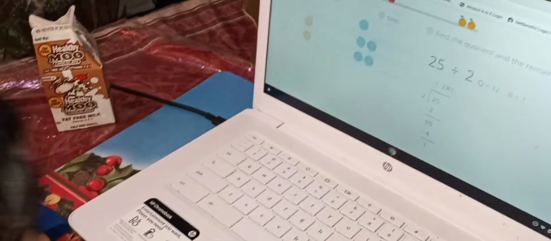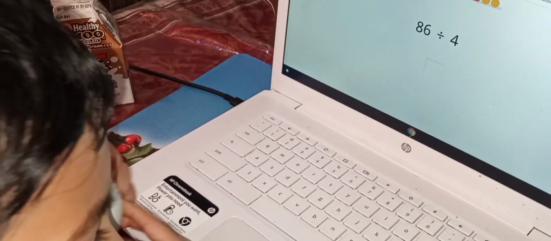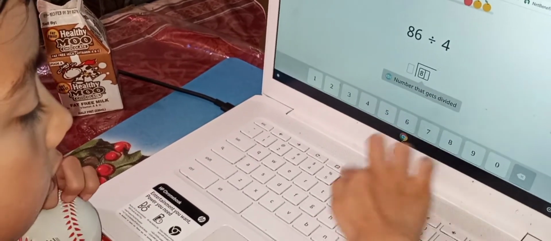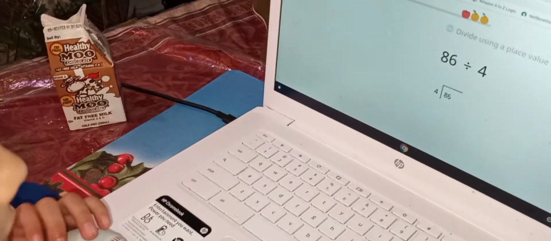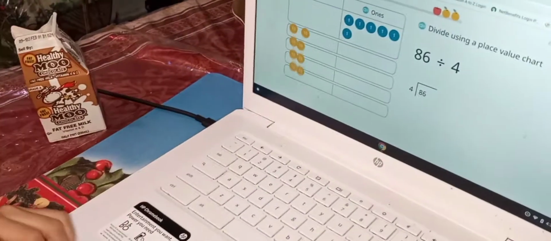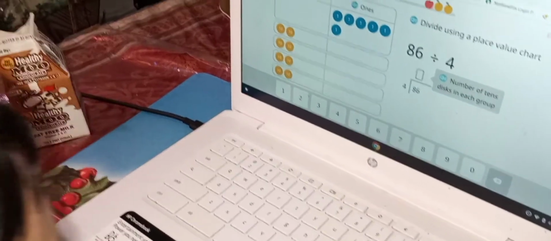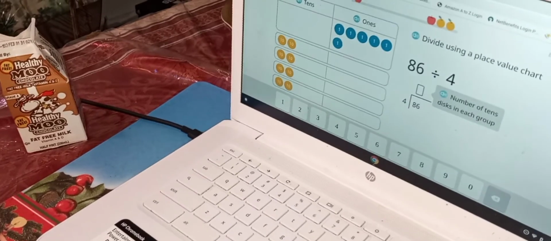Now you show me that you understand the procedure. So what do you write down? 86, the number that gets divided. 4 is the divisor. First number you have to divide. What number do you have to divide by 4?